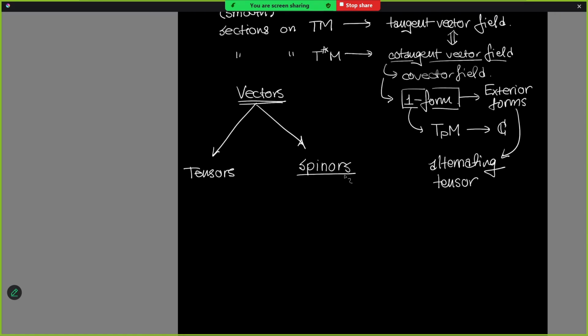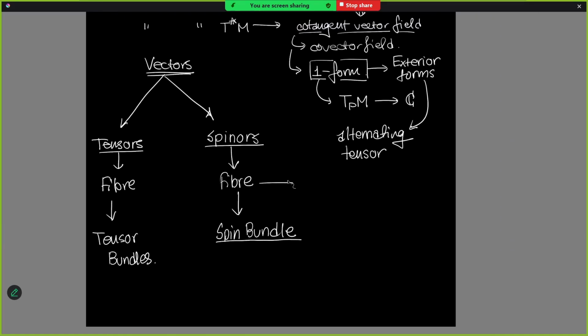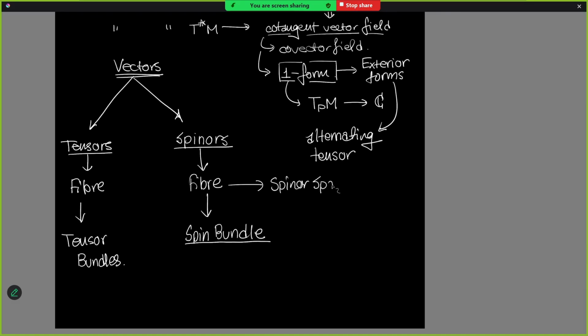And so far we've been taking this to be our fiber. If we took spinors to be our fiber, then we get something called a spinor bundle, or a spin bundle. These are called tensor bundles. We're not really going to be talking about spin bundles. Their fibers are spinor spaces. You can investigate them on your own if you're curious.